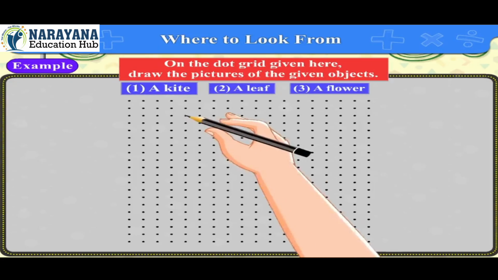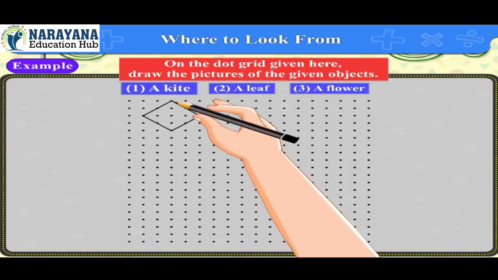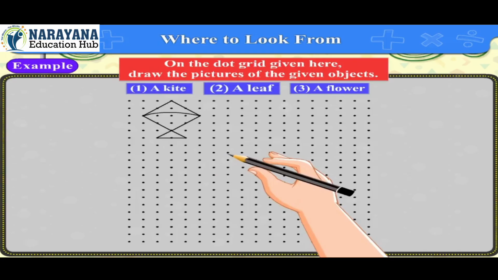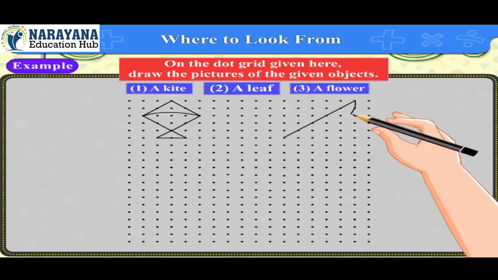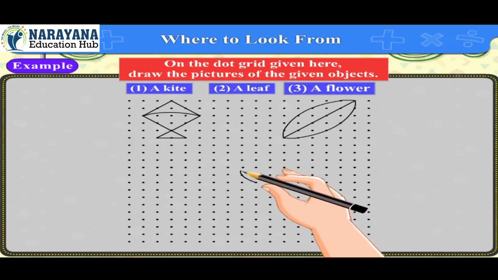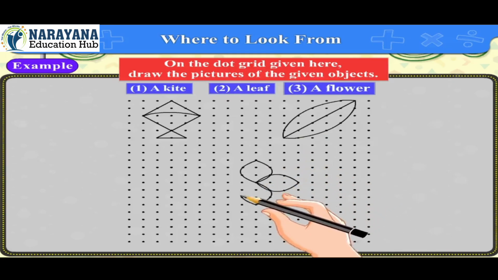Example. On the dot grid given here, draw the pictures of the given objects. First, a kite. Second, a leaf. Third, a flower. Solution. First, a kite. To draw the kite, we will draw the lines like this. Second, do you remember how a leaf looks? Yes, like this. We can draw a leaf like this. Third, to draw a flower, we need to draw the lines like this.